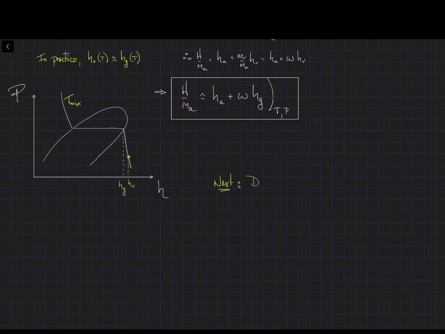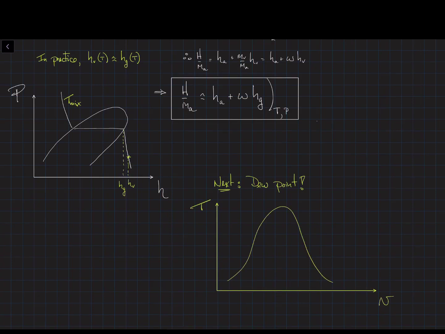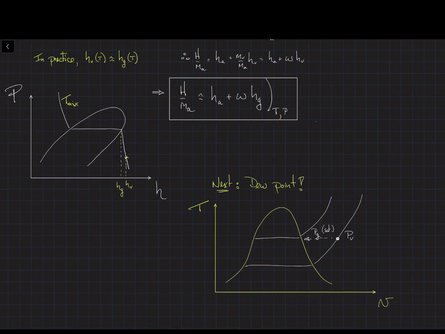Next, we're going to be talking more about dew point, another important property of moist air. So the dew point is shown here schematically. It is not the saturated pressure as we saw before. Instead, it's a temperature that corresponds to the same partial pressure as we had before. So this is what we're going to talk about next. See you in part 2.